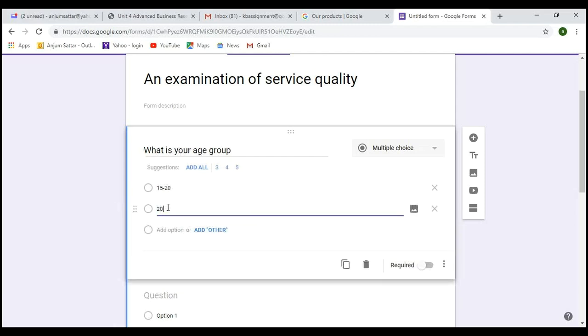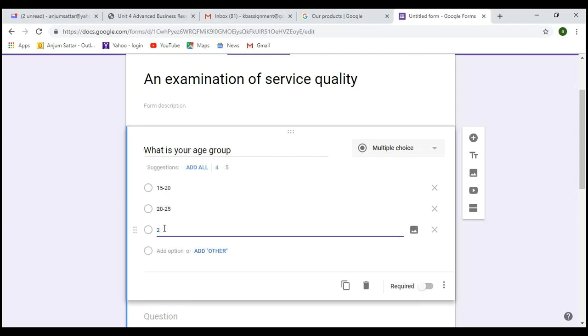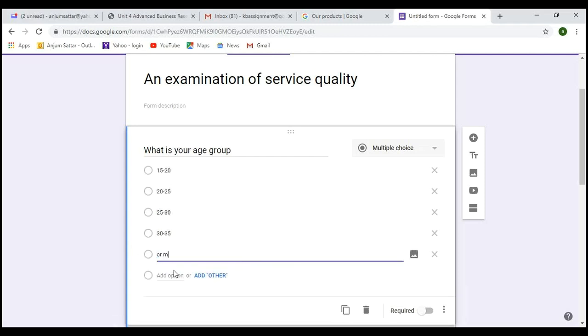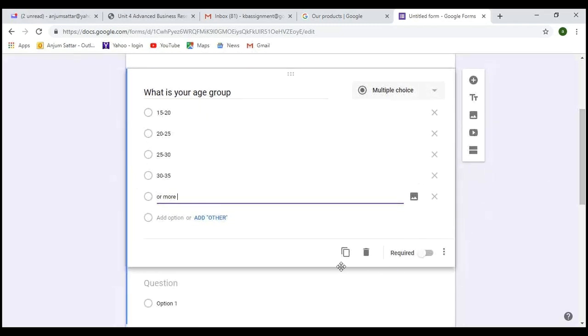Maybe I'll say 20 to 25, 25 to 30, 30 to 35, and maybe one more. Because maybe you don't fall in this age group, but you fall in 40 plus, 50 plus, yes? So you can easily tick the box. When I make it this way, I can save this question. I can lock it, so this question is locked. Nobody can change my questions, yes?